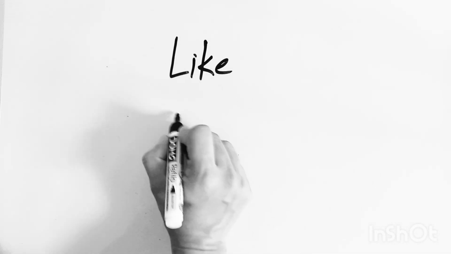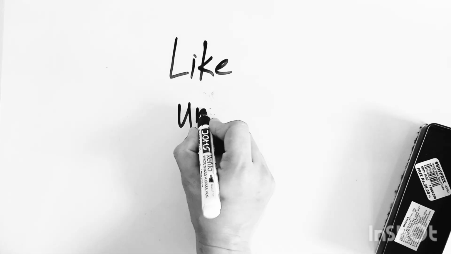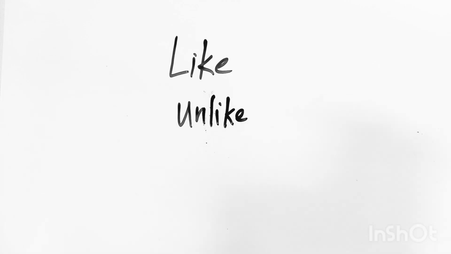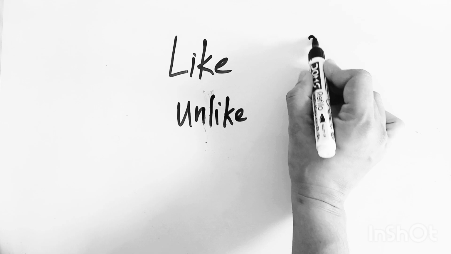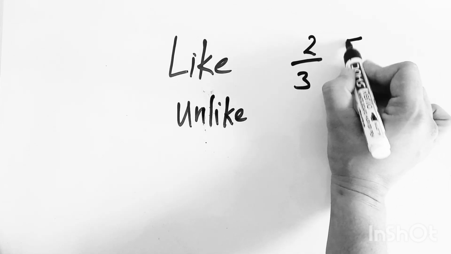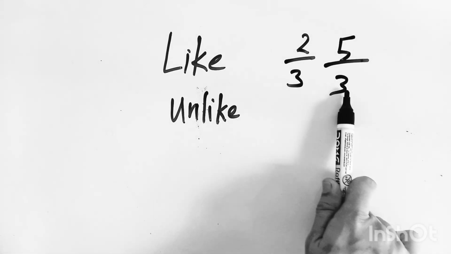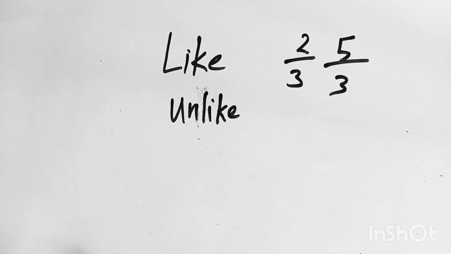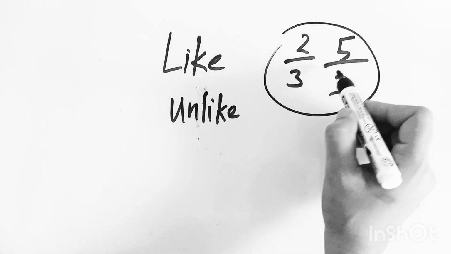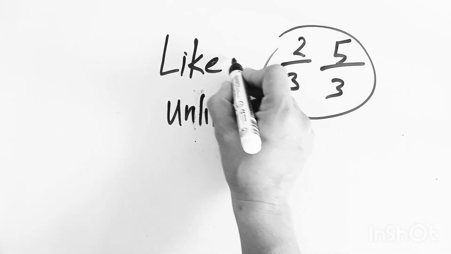Now we can see there are two types of fraction. One is like fractions and another is unlike fractions. Here are 2 by 3 and 5 by 3. These are two fractions. You can see, comparing the denominators, the denominator is common in both these fractions. So whenever the denominators are common, we will call it like fractions. Okay, 2 by 3 and 5 by 3 are like fractions.